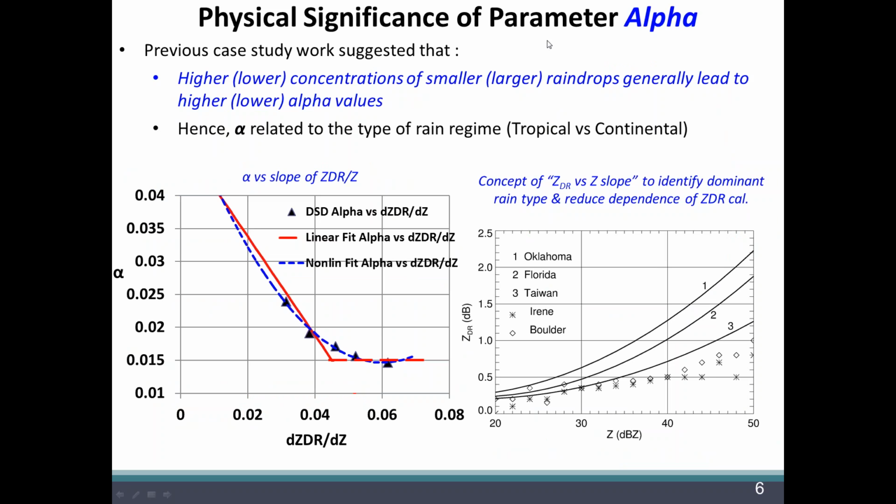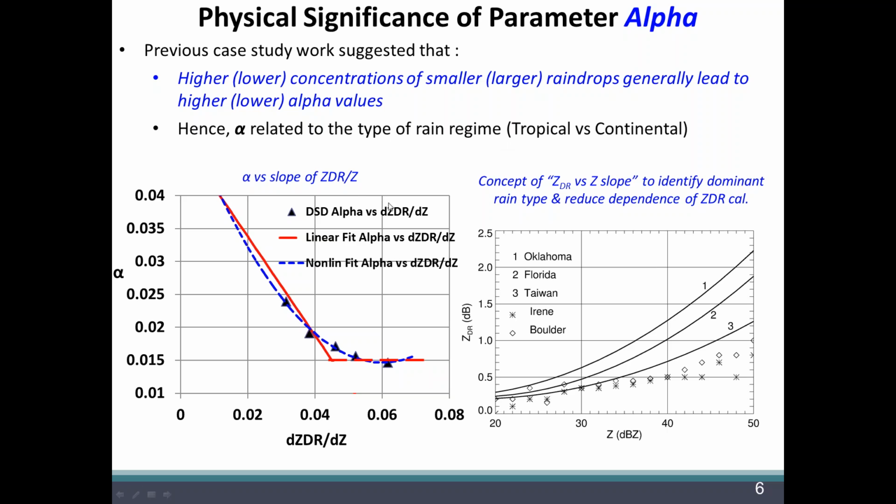So what is the physical significance of the parameter alpha? Well, generally, higher concentrations of smaller raindrops lead to higher alpha values. And that would be a regime that's more generally associated with tropical-like rainfall. Lower concentrations of larger raindrops, which is more associated with continental-like storms and rainfall, generally lead to lower alpha values. So it turns out that alpha seems to be pretty much related to the type of rainfall regime that's occurring within the field of view of the radar.